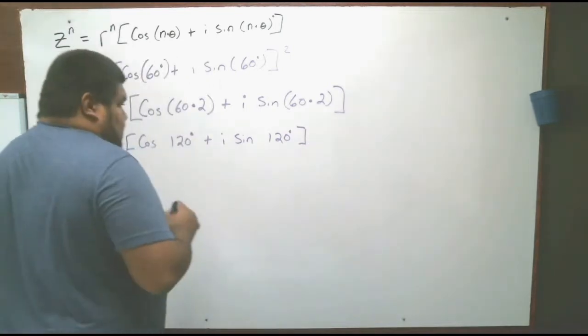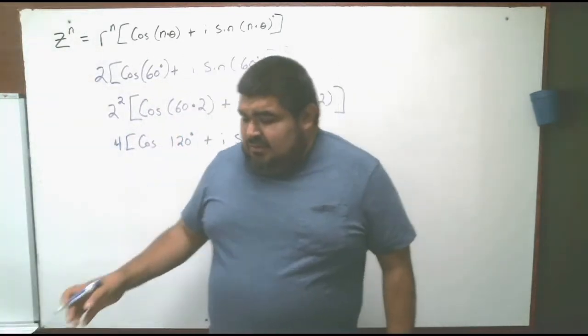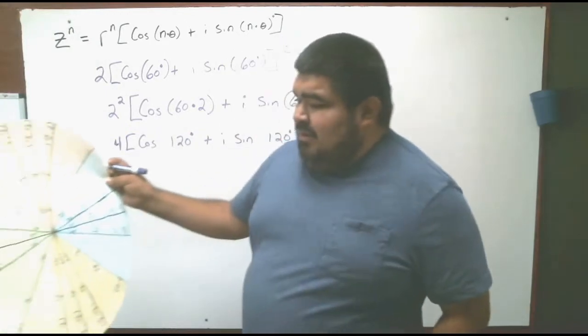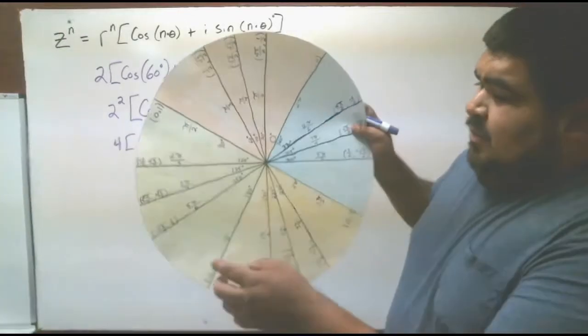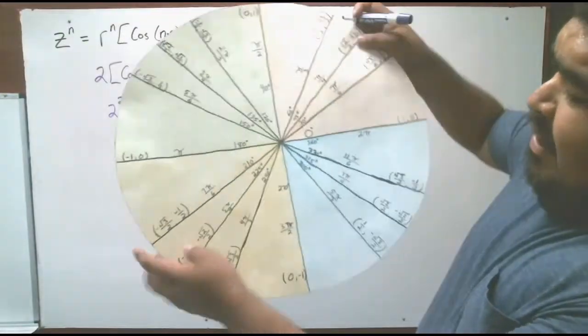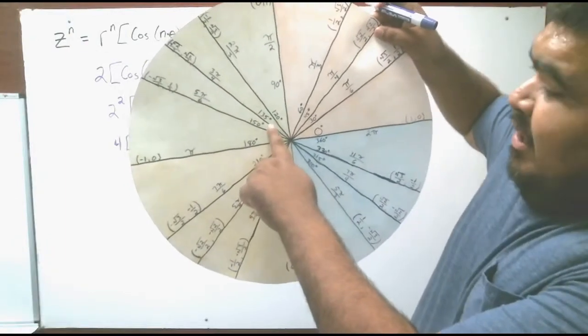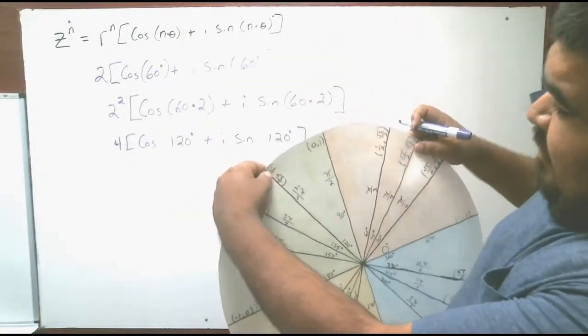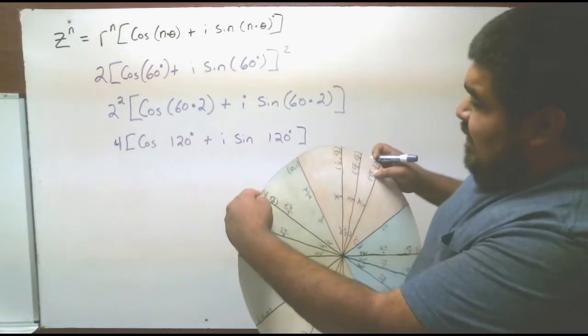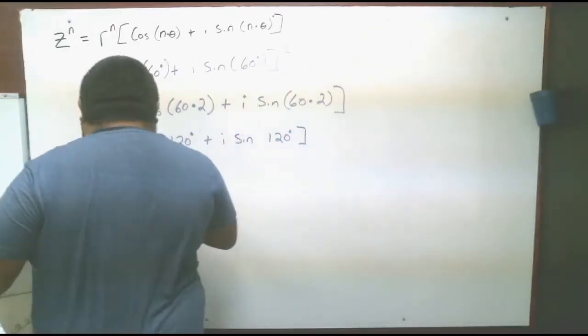Okay. So now let's look at the unit circle. Let's see if we have 120 degrees on the unit circle, which, look at that, we do have 120 degrees. We have cosine and sine. Cosine of negative 1/2. So we can say 4.